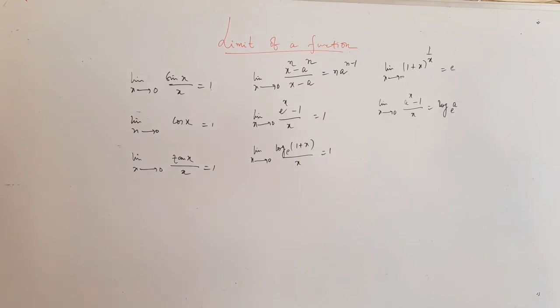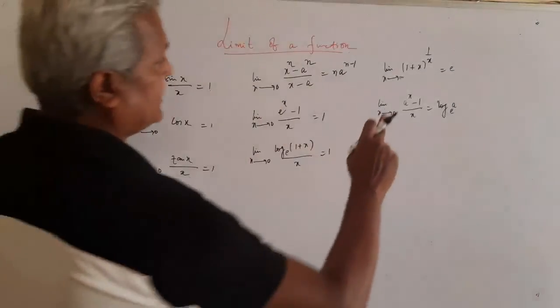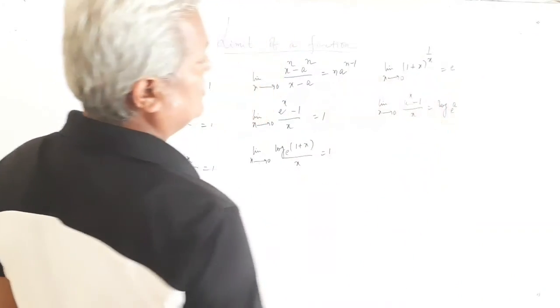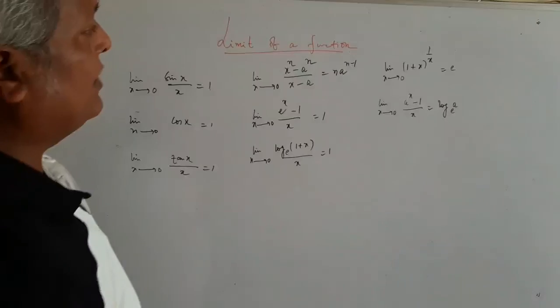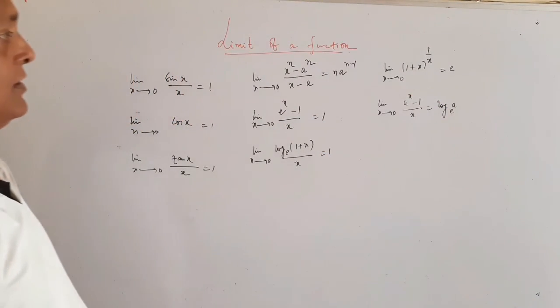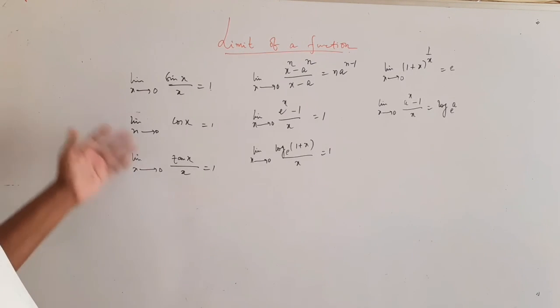So you can stop the screen, you can copy these formulas, and then later we'll try to understand how you can use them. A correction, friends: here it should not be infinity, it should be limit x tends to 0, 1 plus x whole to the power 1 by x is e. So these are just the basic formulas, and you have to learn how to apply them and solve these questions of limits.